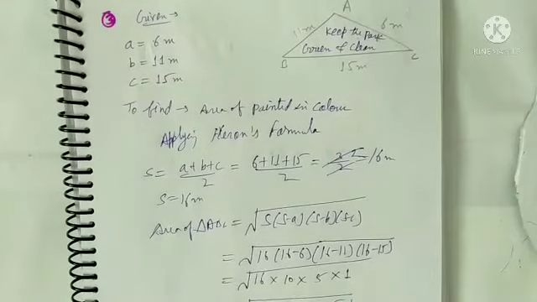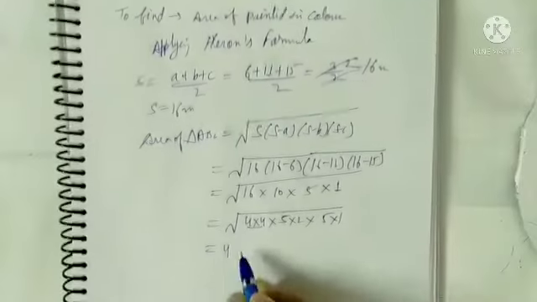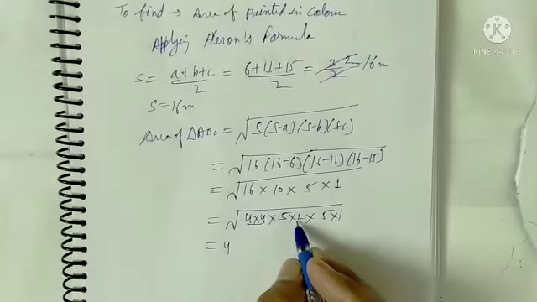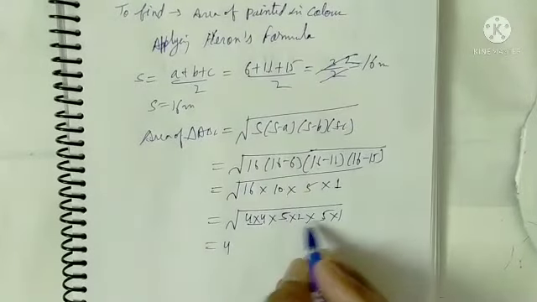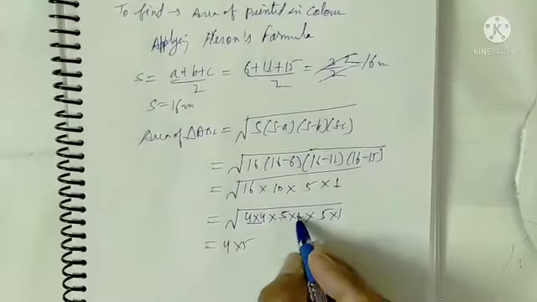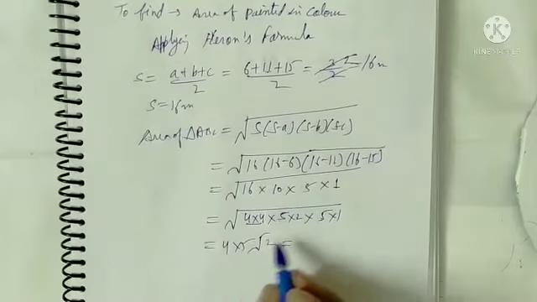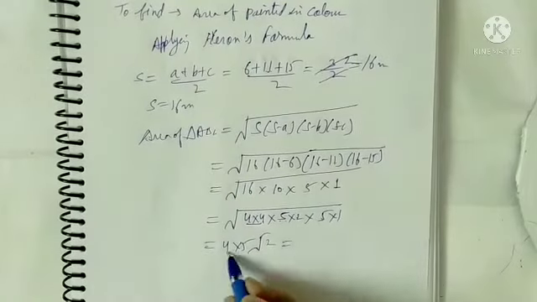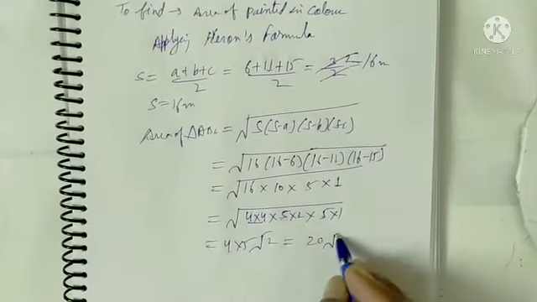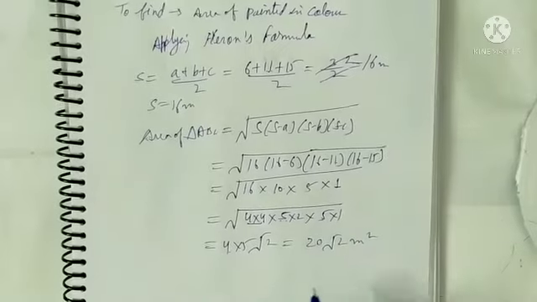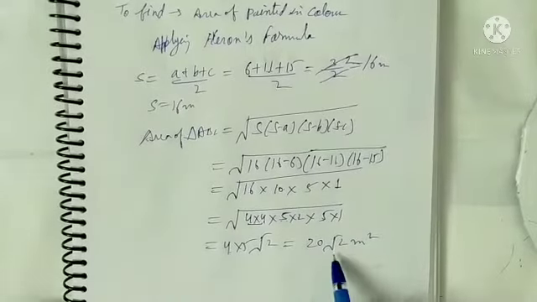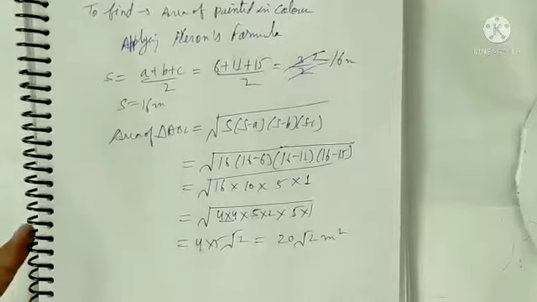Now student, one pair of 4, 4 will come outside, and one pair of 5, 5 is also outside. But 2 is unpaired, so 2 stays under root. So what is the answer? 5 times 4 is 20. It is 20 under root 2 meter square, the area of this board. So it is done very easily.